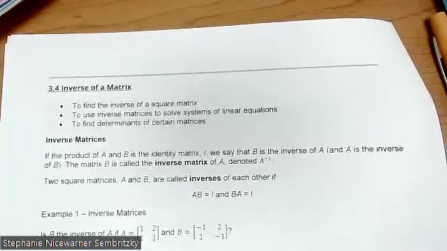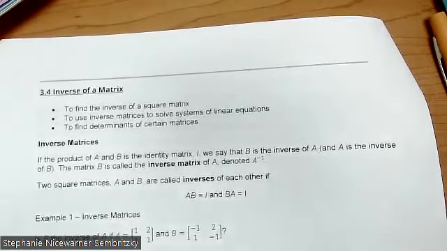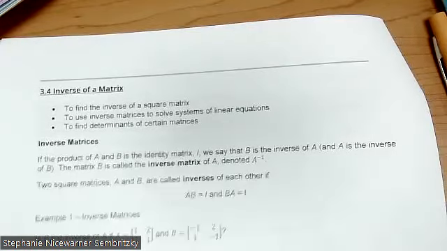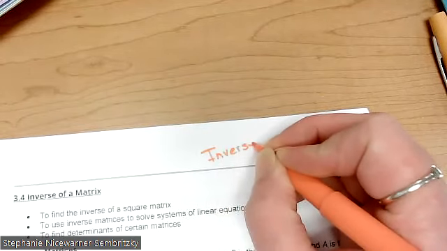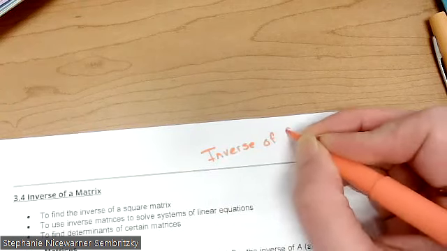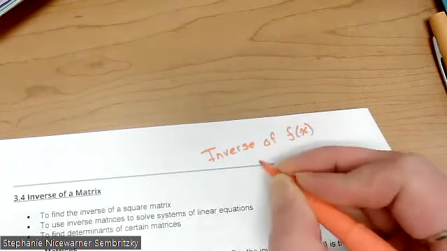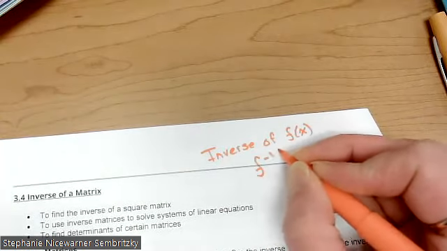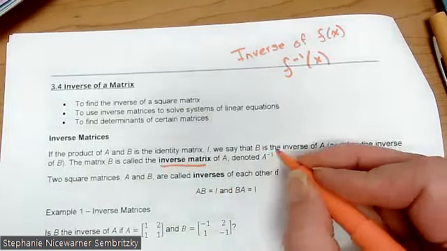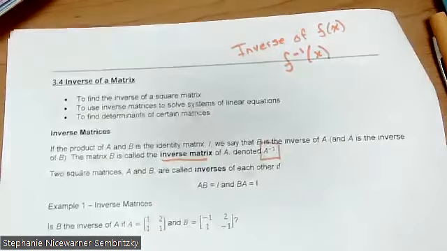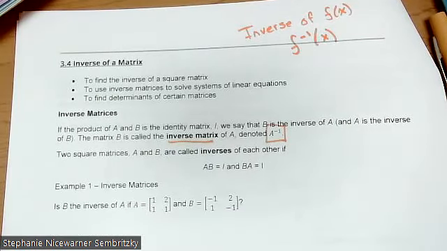And just some notation. Remember back in algebra, the inverse of f of x was denoted with a little -1 at the top. We do the same thing with matrices. So an inverse matrix is denoted with a little -1 at the top as well.